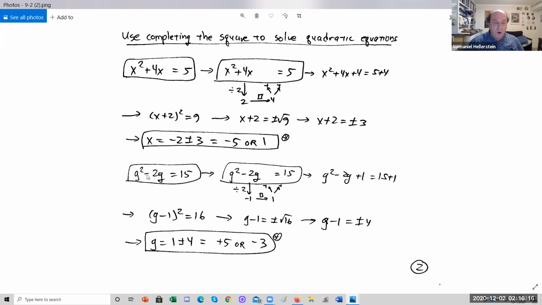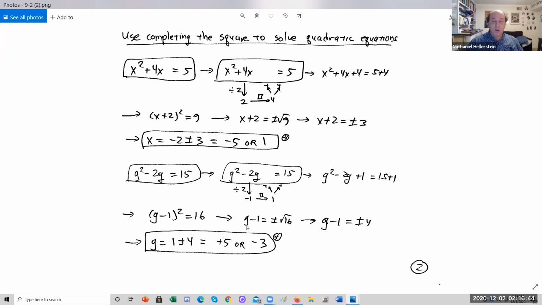Here's g squared minus 2g equals 15. So what we do is take half of this negative 2, that's a negative 1. Square that, that's 1, add to both sides. So g squared minus 2g plus 1 equals 15 plus 1. The left side is the square of g minus 1 here, and 15 plus 1 is 16 here. So g minus 1 squared equals 16.